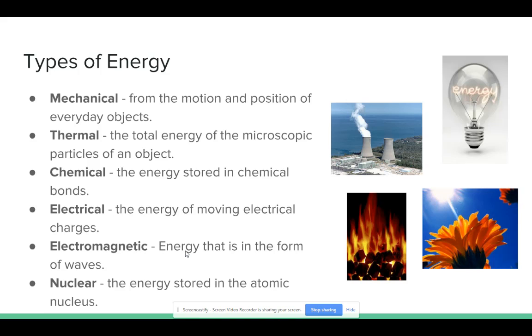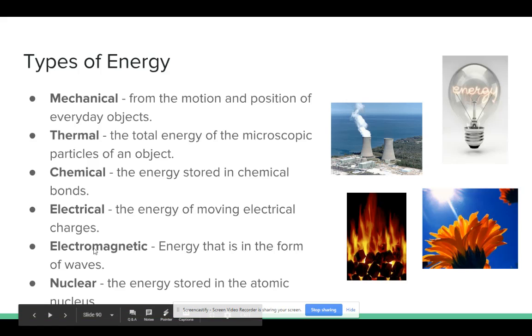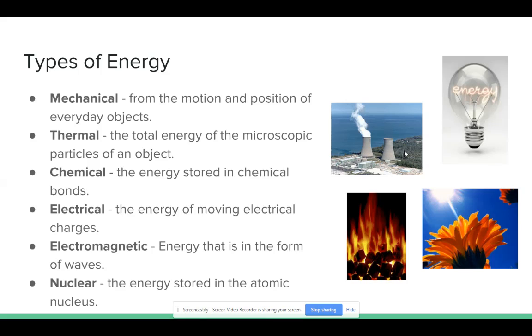Electromagnetic, this is all light from the sun. So any visible light, infrared waves, radio waves, X-rays, gamma rays. We'll spend a whole unit talking about electromagnetic waves in the future. And then there's nuclear. We talked about that earlier in the year in our chemistry unit with the fission and the fusion, creating energy from the bonds within the nucleus of an atom.